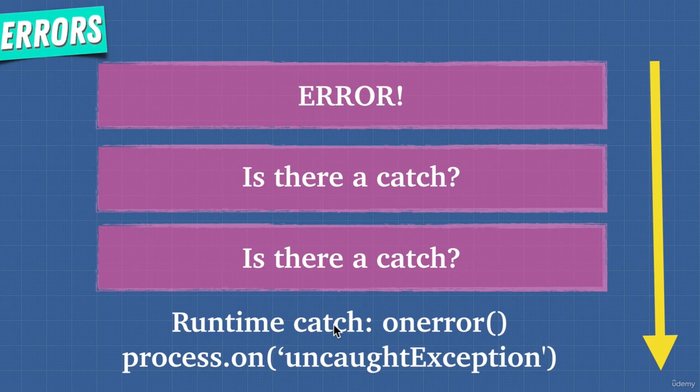So how do we create these obstacles, these hurdles? How do we catch an error in JavaScript? For that, I'll see you in the next video.